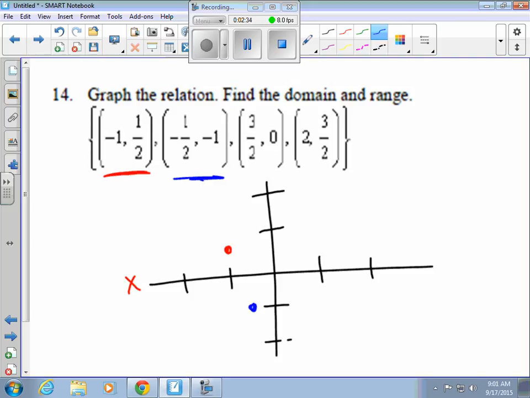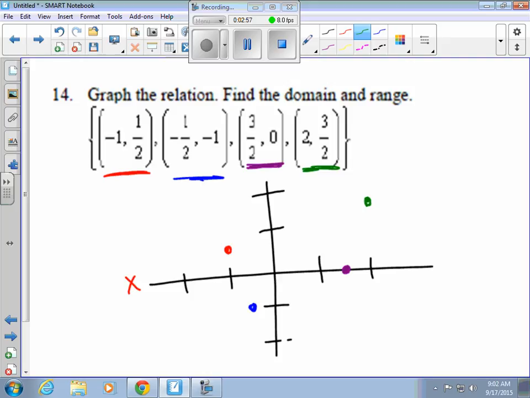The next one, (3/2, 0), which is the same thing as (1.5, 0), would be there. And then the last one, (2, 3/2), is the same thing as (2, 1.5). So at 2 and at 1.5, there's the fourth point. To graph the relation, it looks like that.